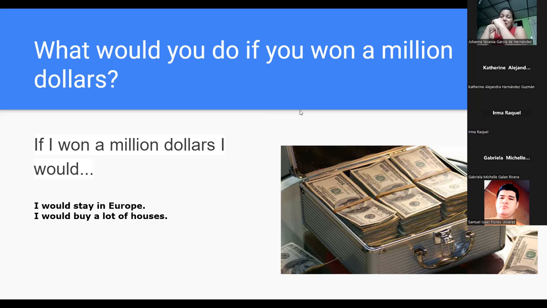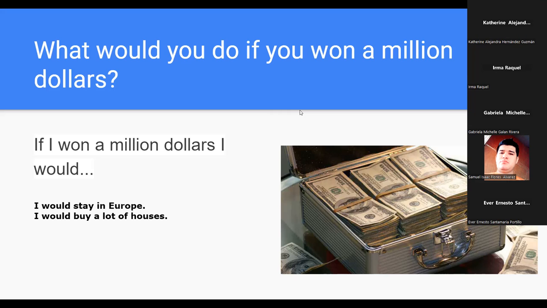So we're using this to talk about situations that are imaginary, correct? And that's the reason it's called an unreal conditional. We call them second conditionals or unreal conditionals, for imaginary situations.